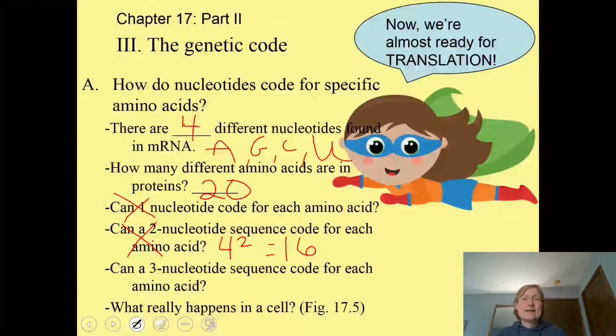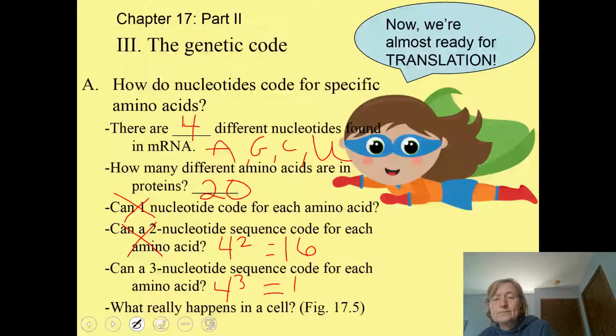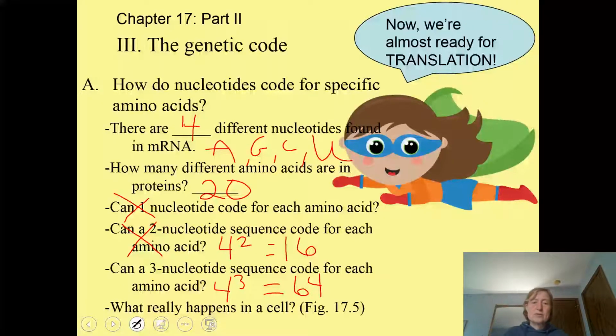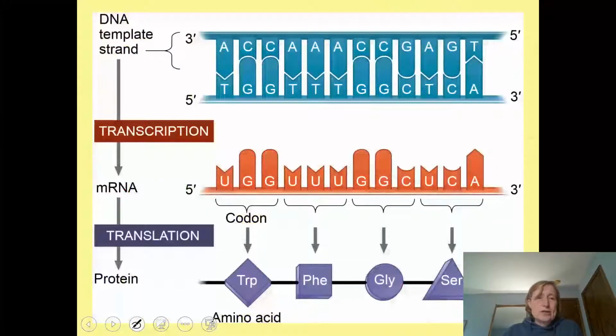Can 3 nucleotides like AAG, AGC, AAA, could that work? How many different combinations are there? Well, there are 4 different nucleotides. If we group them in groups of 3, there are a possibility of 4 times 4 times 4, or 64 different possible 3 nucleotide codes, if you will. So it's possible. Is this how it works? Does a sequence of 3 nucleotides code for 1 amino acid? Yes is the answer.